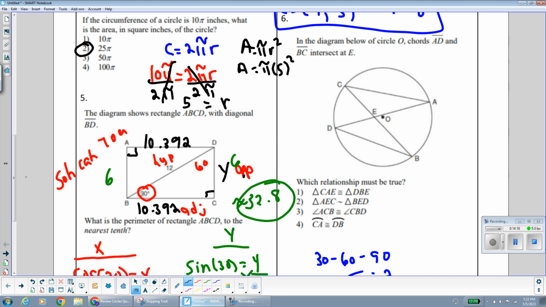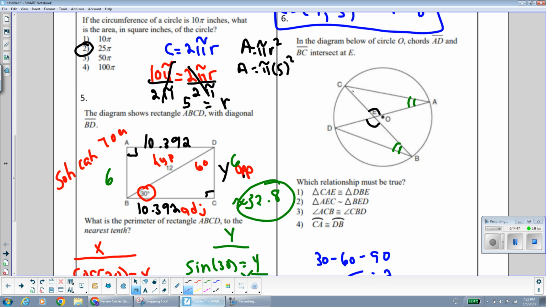Okay, number 6. I have vertical angles. I know that for sure. And I know that angle A is an inscribed angle that opens up to arc CD. And I see that angle B is also an inscribed angle that opens up to arc CD as well. Since these are inscribed angles that intercept the same arc, they have to be congruent to each other.